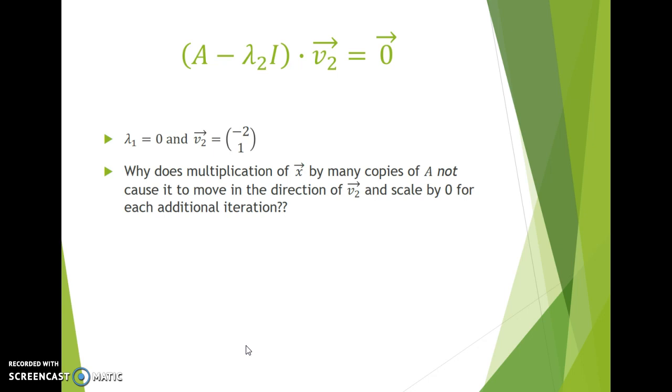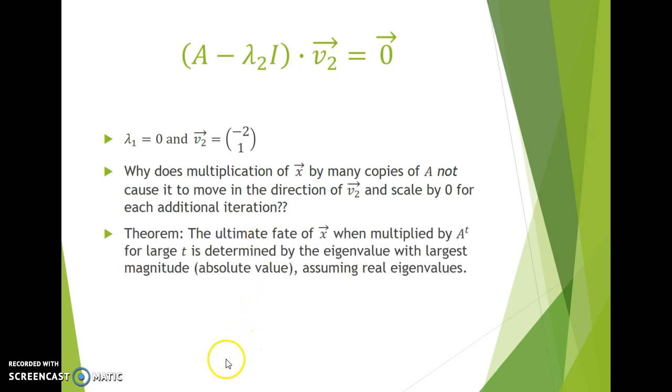So the question is, why does this vector not indicate the ultimate direction or the fate of x? Well, the fate of x when multiplied by A to the t is determined by the eigenvalue with largest magnitude.